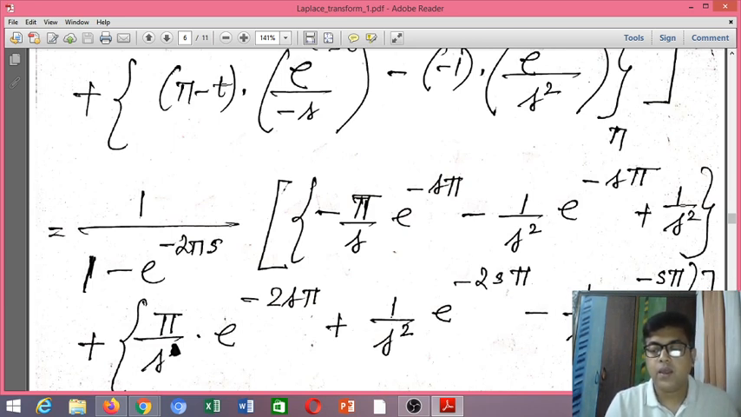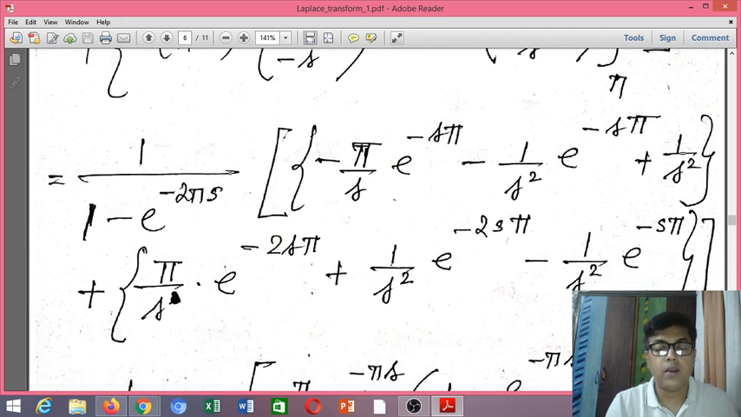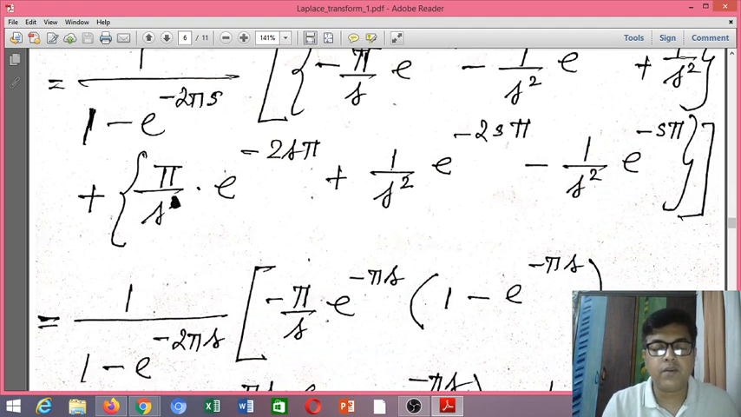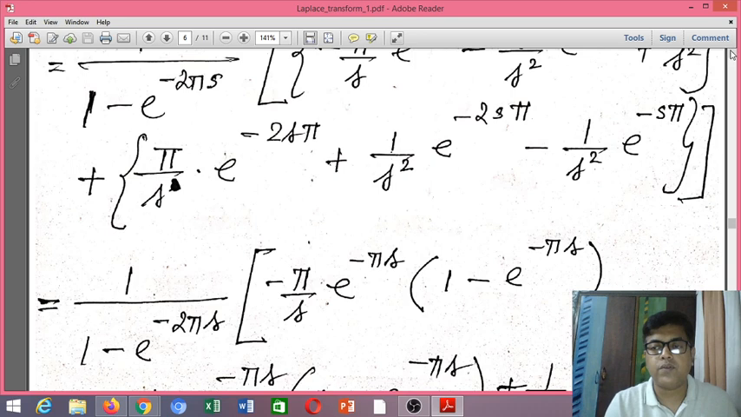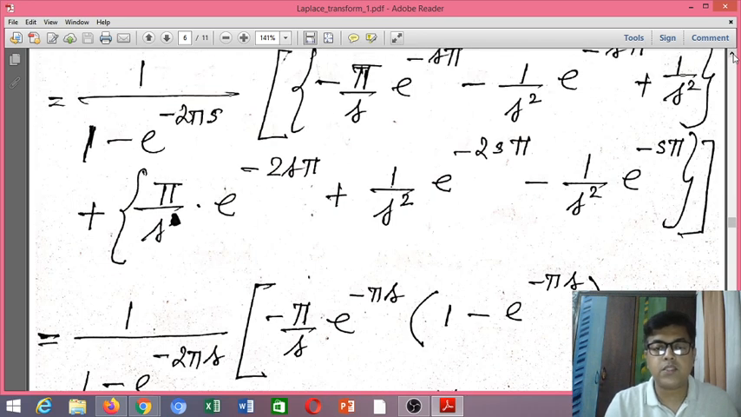Once this is obtained, now we make a bit of simplification. What we do is take minus pi by s into e to the power minus pi s common from the first as well as the fourth term. So if we take it common, what do we get? 1 minus e to the power minus pi s.